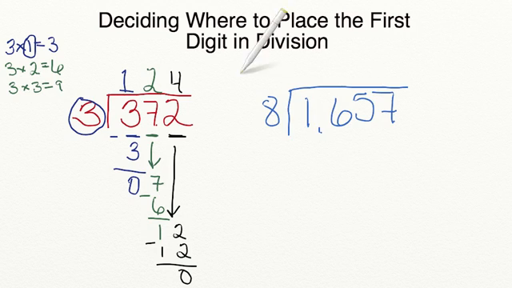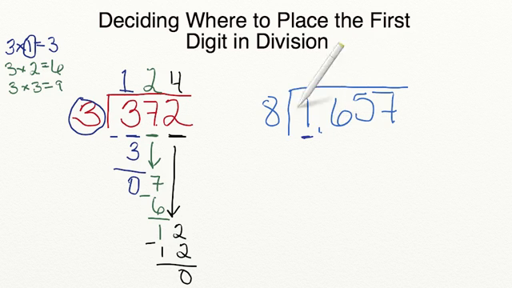Now that we've looked at one example where we placed the first digit of our quotient above our first place value in our dividend, let's look at a different problem. We need to divide 1,657 by a divisor of 8. So let's repeat the same steps that we used in our previous problem. How many times can 8 go into our first digit of our dividend?